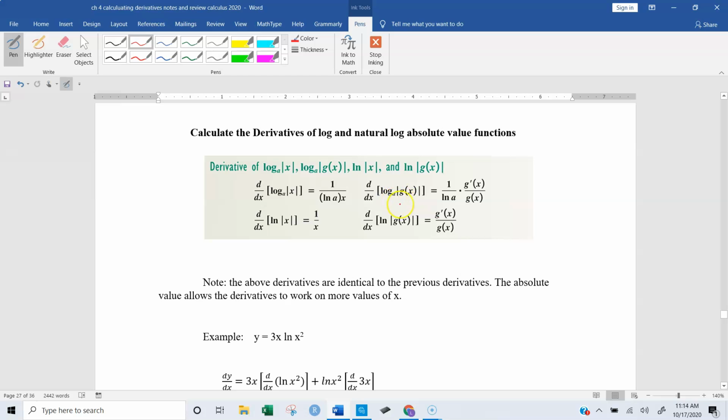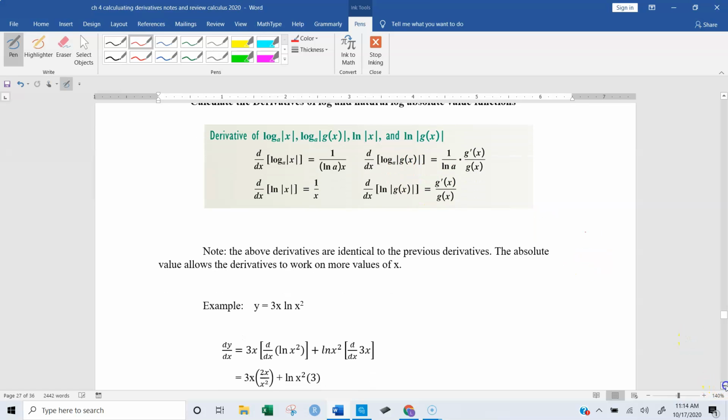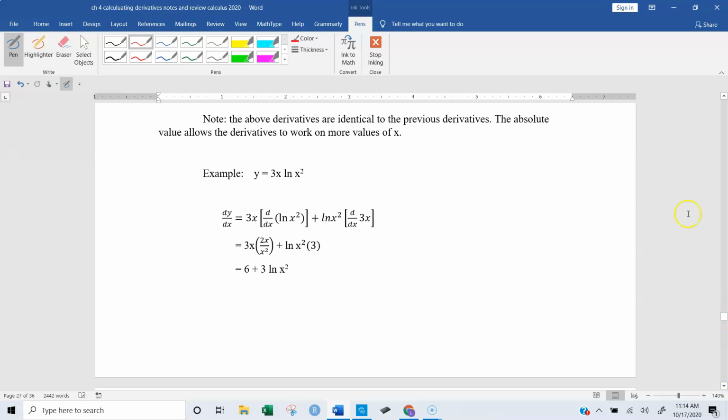Nothing's changing here. They're just making sure you're looking at your domain. Here, same thing. A of g of x. So it's 1 over the natural log of a times g of x, and then you multiply by the derivative of the function in the numerator. Again, making sure that your derivative exists. So here's an example. We almost kind of ignore that.